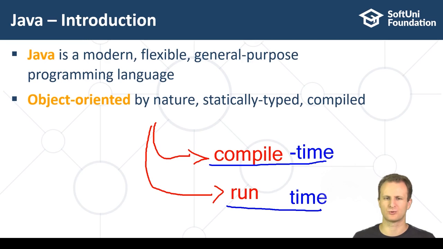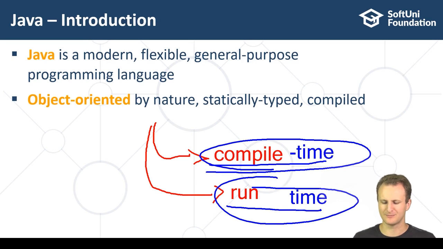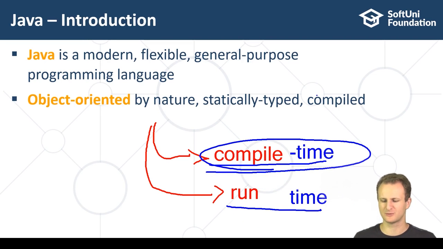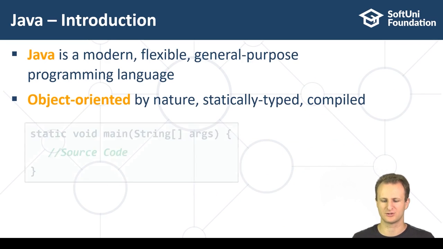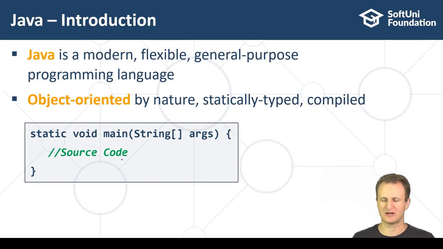Whereas if something is runtime, for example, user input is runtime, then you don't know that during compilation, meaning you don't know that when you're writing the code. It is something you need to handle during the execution, meaning that your code should be able to handle different situations of user input and handle them correctly. So when we're talking about compile time and runtime, that separation comes from the fact that Java is a compiled language.